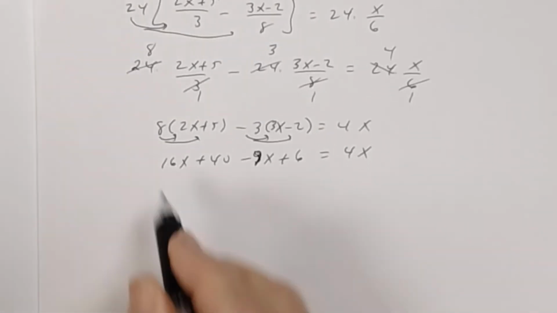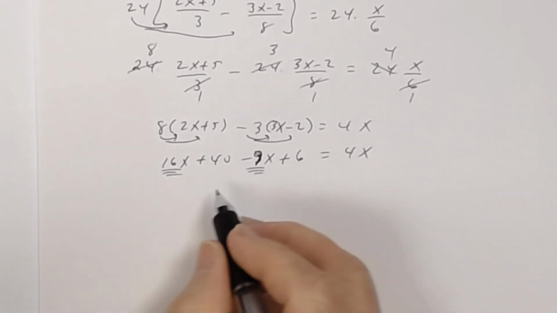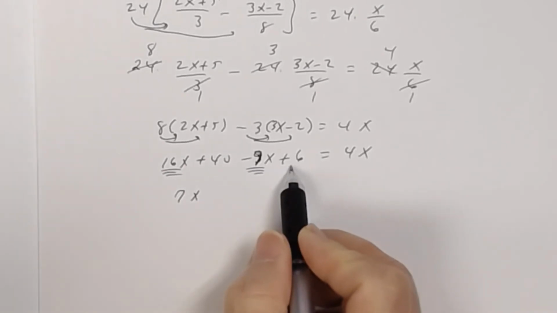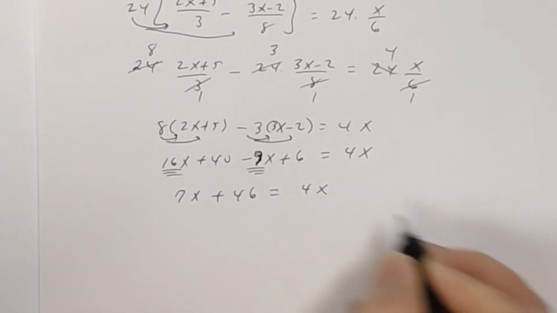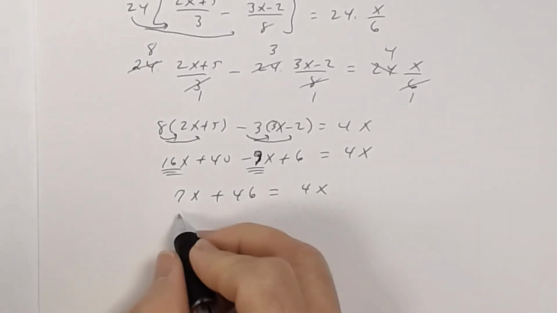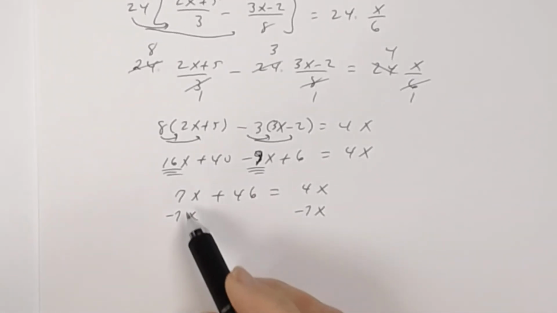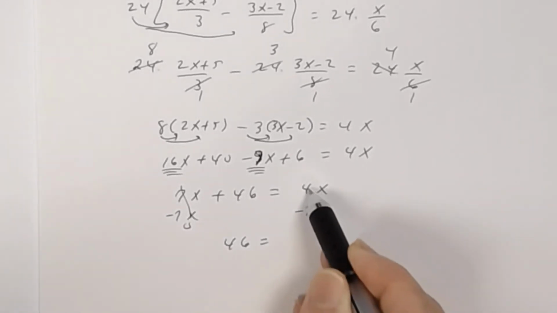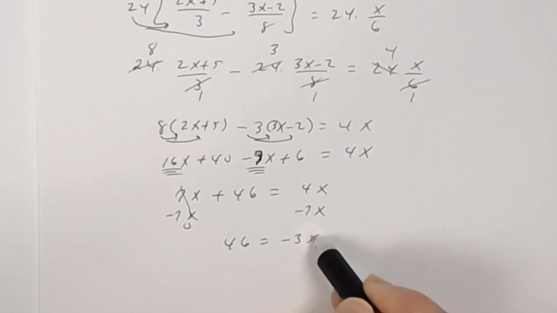Let's combine like terms. 16x minus 9x is going to give me 7x. 40 and a positive 6 is 46, equal 4x. Now this time, I'm just going to go ahead and bring the variables to the right-hand side. So I'm going to go ahead and subtract 7x from both sides. And when I do that and I combine like terms, this is 0. And so I get 0 plus 46 is 46, equal, and then 4x and a negative 7x is a negative 3x.